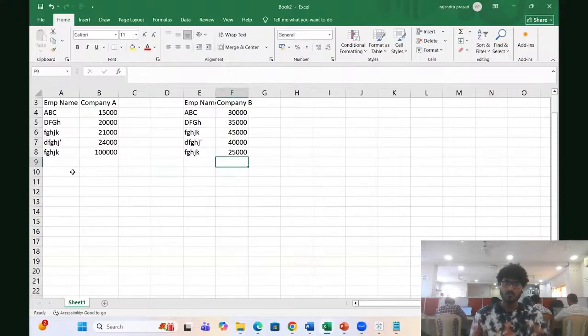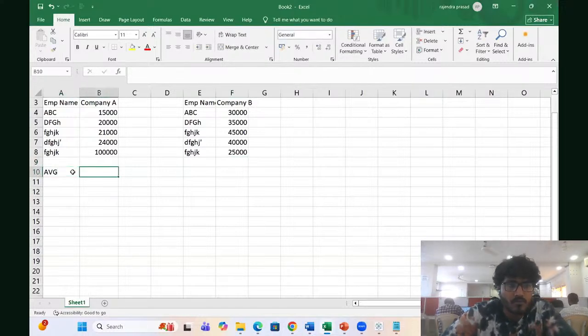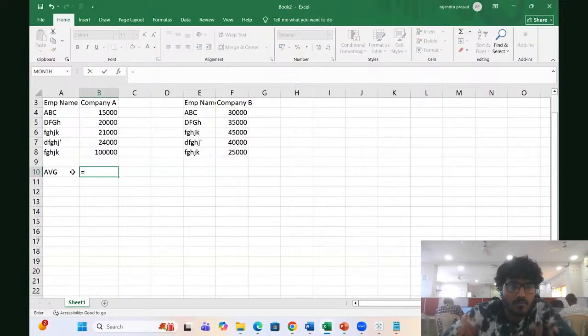So how do you calculate the average salary? In Excel, to calculate the average, we use a function called AVERAGE. Whenever you want to write a function or formula in Excel, it starts with the equals operator. Equals to, I want to do the average. So you just type AV.